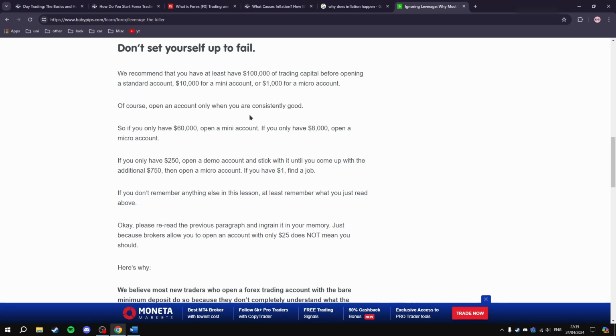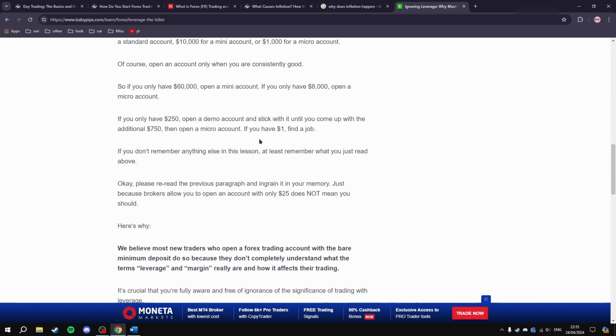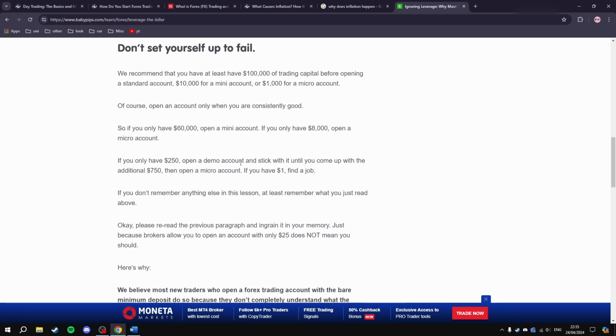Of course, open an account only when you are consistently good. So if you only have 60,000, open a mini account. If you only have 8,000, open a micro account. If you only have 250, open a demo account and stick with it until you come up with an additional 750. Then open a micro account. If you have $1, find a job.